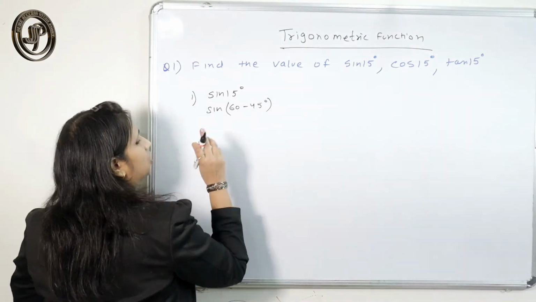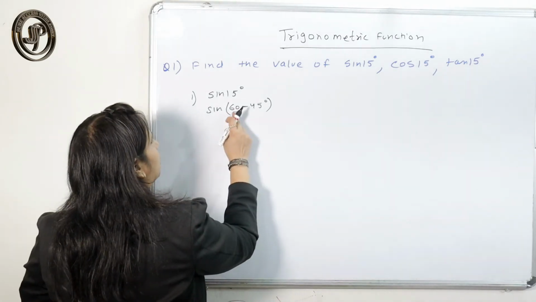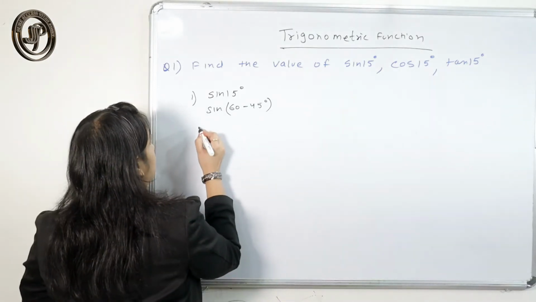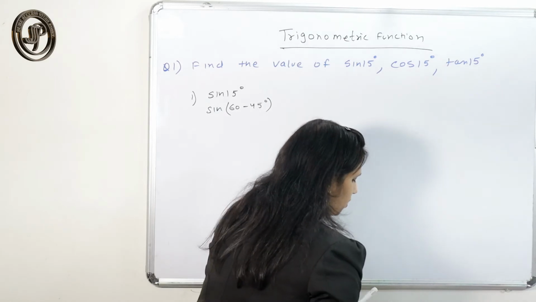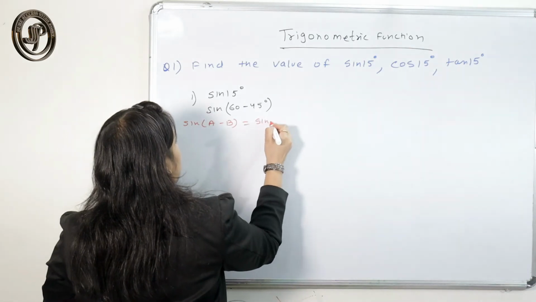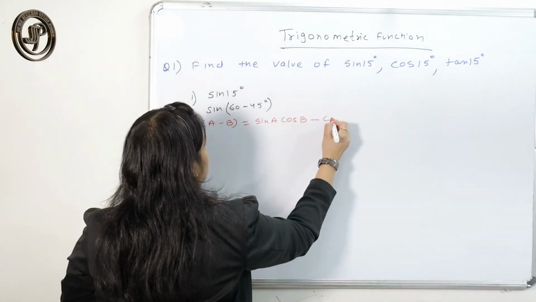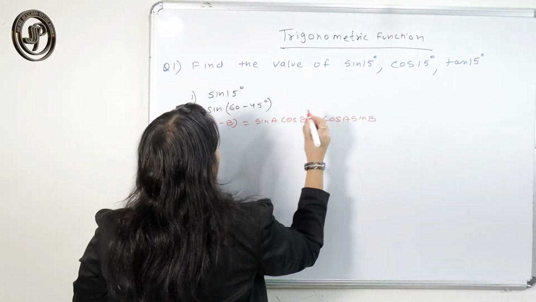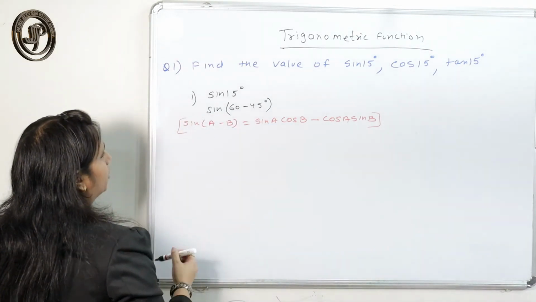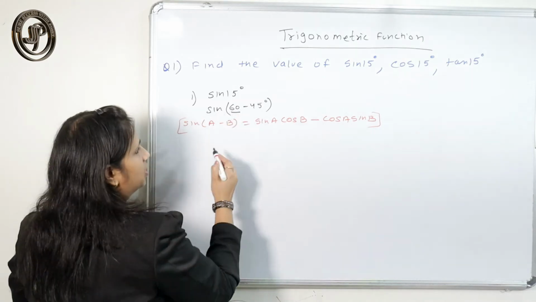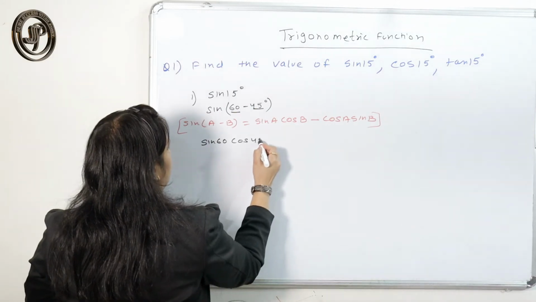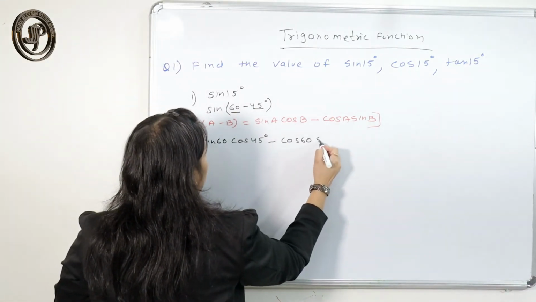And now I can use the sum and difference formula. I am going to use the formula for sin A minus B. We know that sin A minus B is sin A cos B minus cos A sin B. This is the formula. If I apply it here, this can be considered as A, this is your B. So that is sin 60 cos 45 minus cos 60 sin 45.